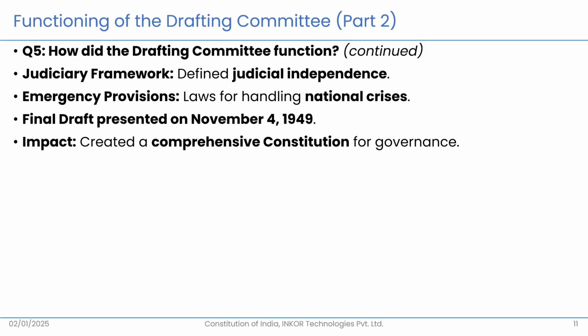The drafting committee also defined the judiciary's framework, ensuring the independence of the courts to protect citizens' rights. One important addition was emergency provisions, which provided a legal framework to handle national crises, such as war, economic instability, or internal threats. After nearly 3 years of debates and revisions, the final draft of the Constitution was presented on November 4, 1949. The impact of the drafting committee's work was immense. It created one of the most comprehensive constitutions in the world, laying the foundation for democratic governance in India.